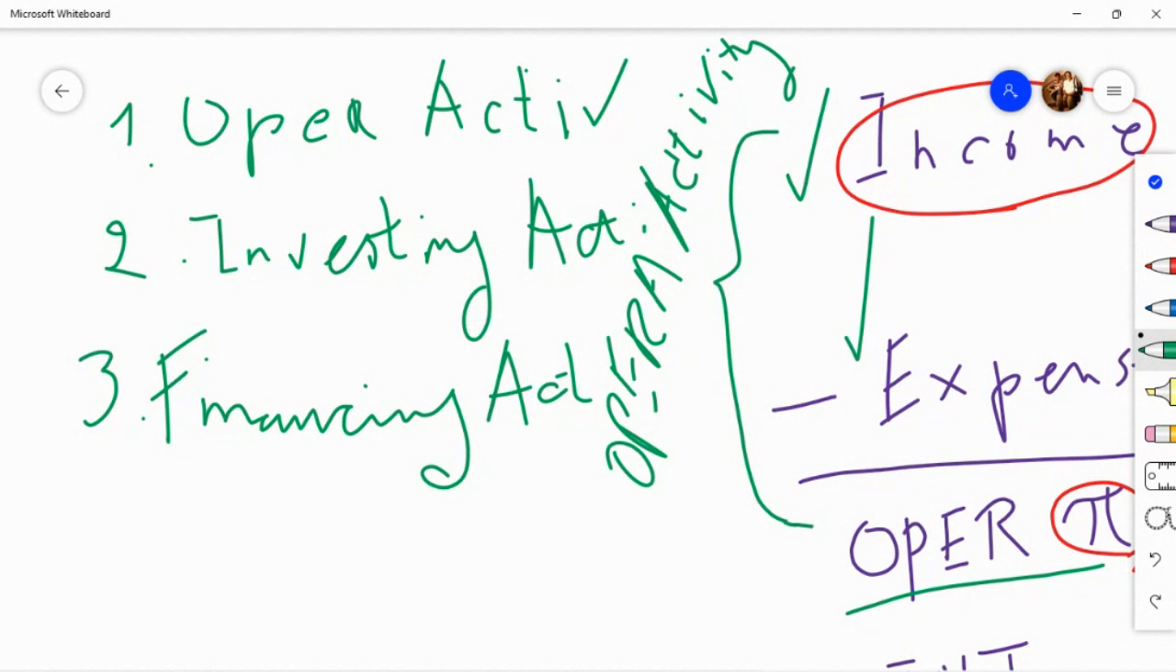Now, investing activity is basically activity to acquire plant and equipment, the assets that will be used in operating activity. Financing activity is how you finance that investing activity, how you raise capital to fund it. You can sell stocks, you can sell bonds, or you can sell your existing assets to fund the investing activity.